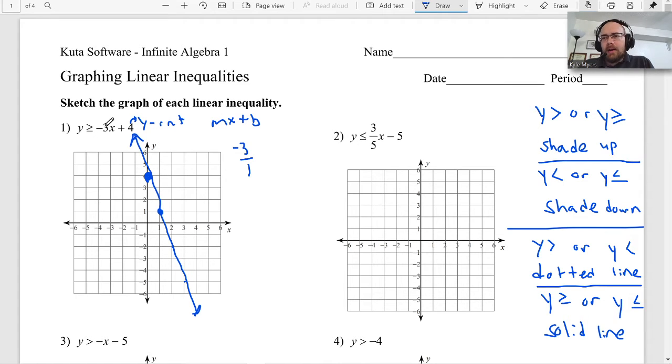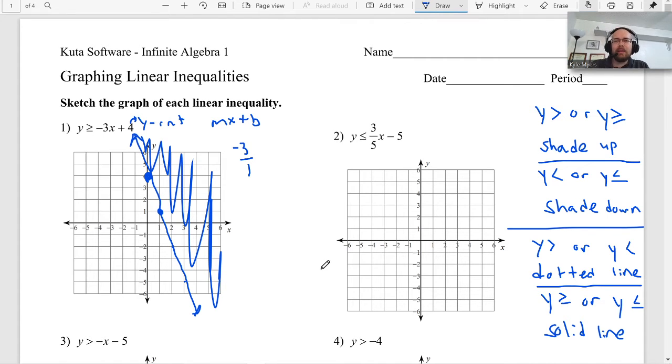So, greater than. The mouth is opening up to the y. What is that? That's shade up, right? So shade up. We're done. That's it. Number 1, done.